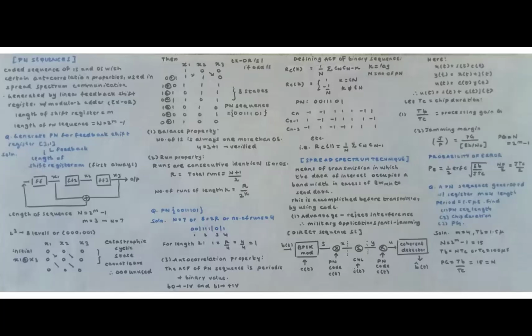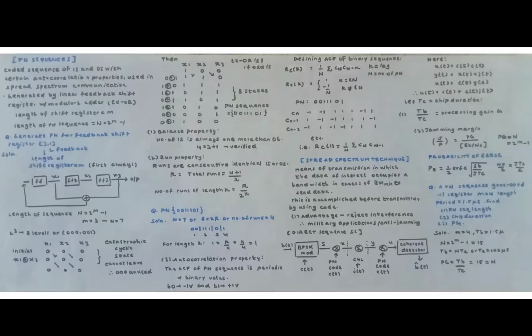Sixth module is PN sequences. It's a coded sequence of ones and zeros with a few autocorrelation properties, and it's used in spread spectrum communication. It's generated by a bunch of shift registers with an XOR adder next to it. The length of the shift registers is given by m, and the length of the PN sequence that you eventually get is given by 2^m minus 1.